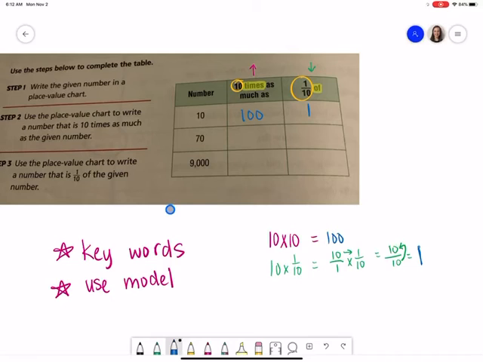Okay, so if we had that back in our hundreds and tens, here's our hundreds, here's our tens, here's our ones. We started off with the number 10. We moved up a place value to 100. And we moved down a place value to 1. Okay? So go ahead and try to do that with 70 and 9,000.